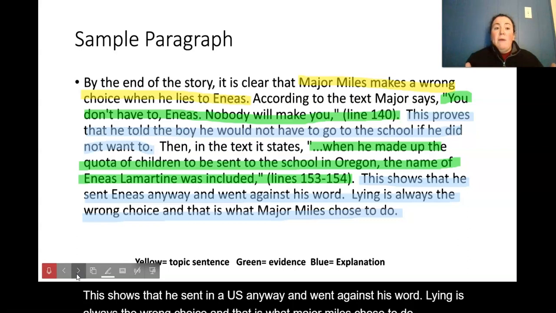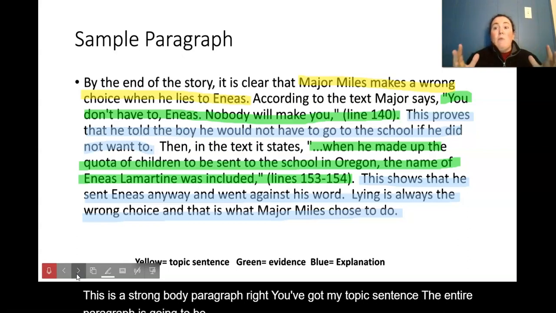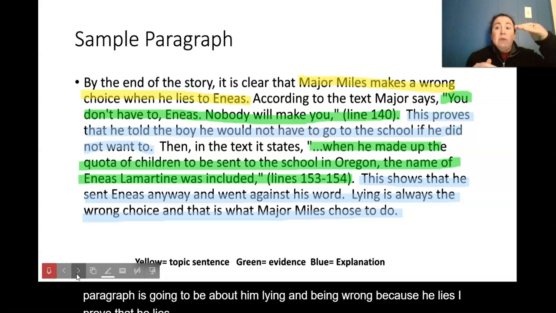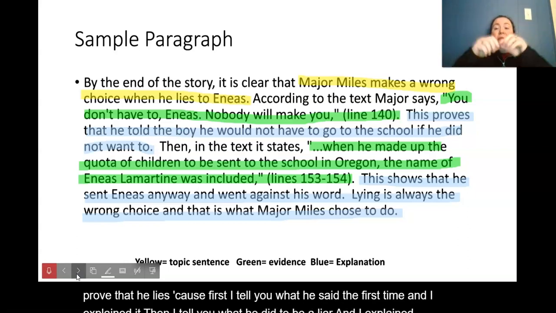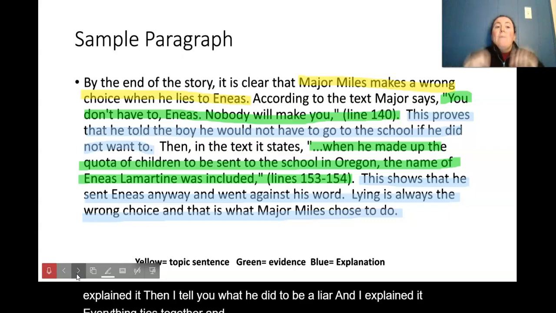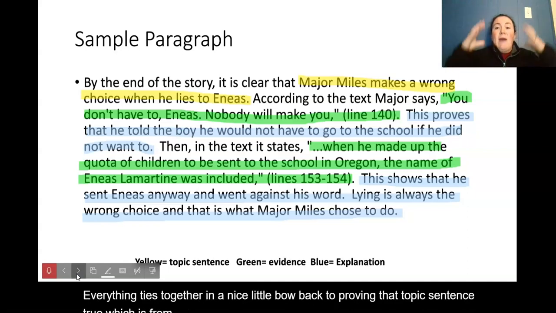This is a strong body paragraph, right? You've got my topic sentence. The entire paragraph is going to be about him lying, him being wrong because he lies. I prove that he lies because first I tell you what he said the first time, and I explain it. Then I tell you what he did to be a liar, and I explain it. Everything ties together in a nice little bow back to proving that topic sentence true, which is from my thesis statement. So everything is based off of that.